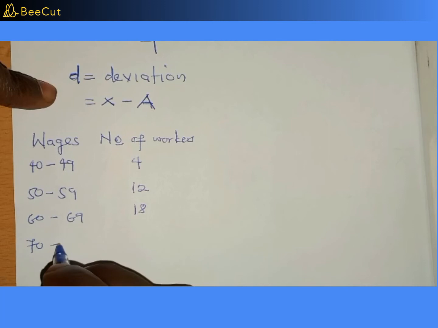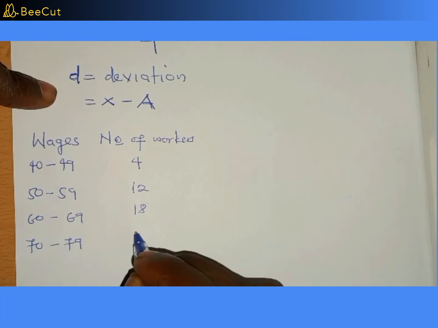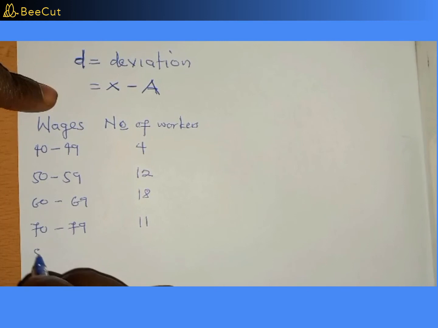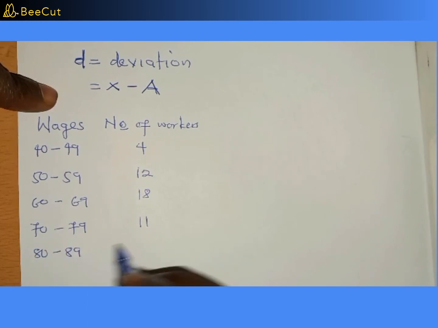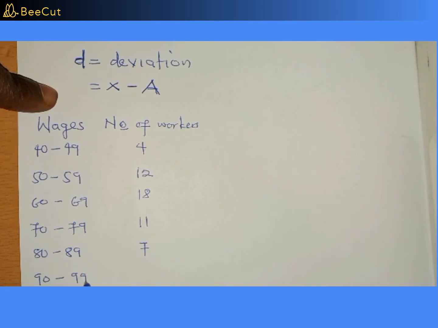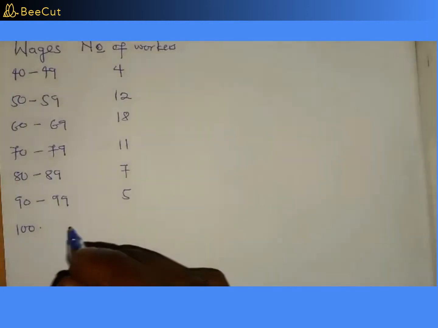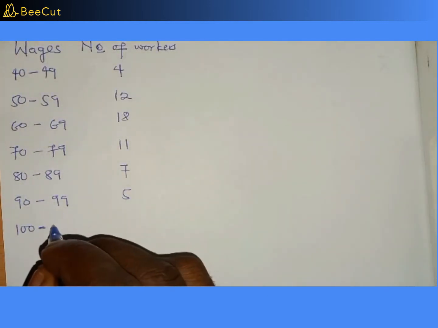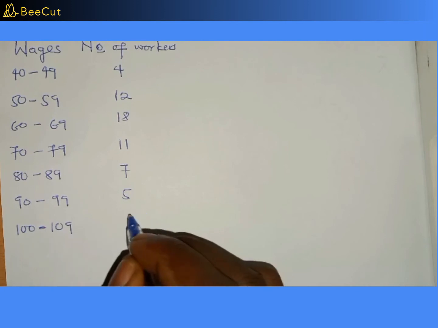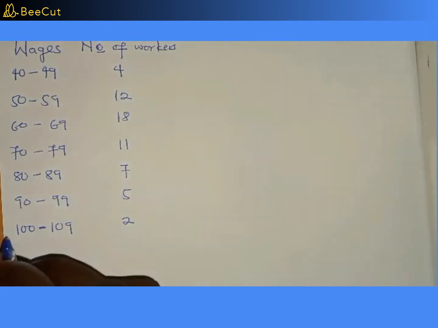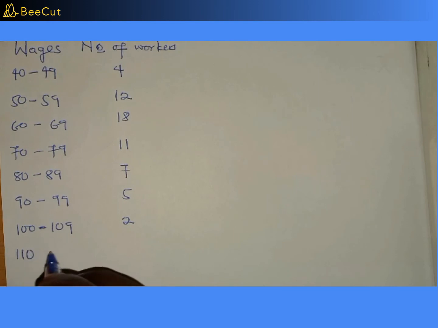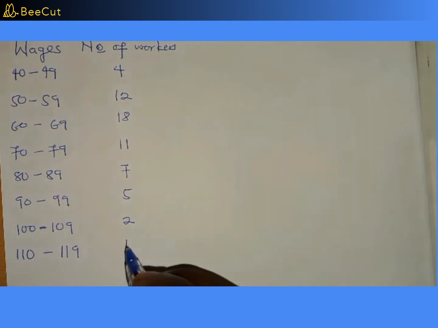We have 70 to 79, and that's 11. We have 80 to 89, and that's 7. We have 90 to 99, and that's 5. We have 100 to 109, and that's 2. And then we have 110 to 119, and that gives us 1.